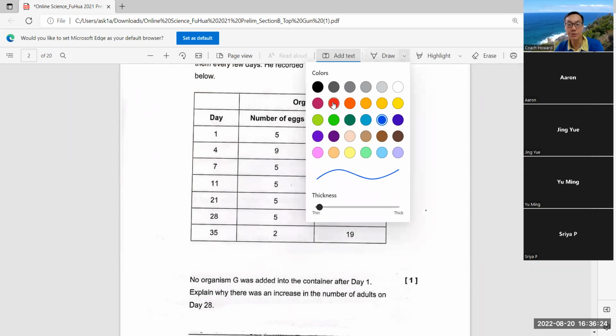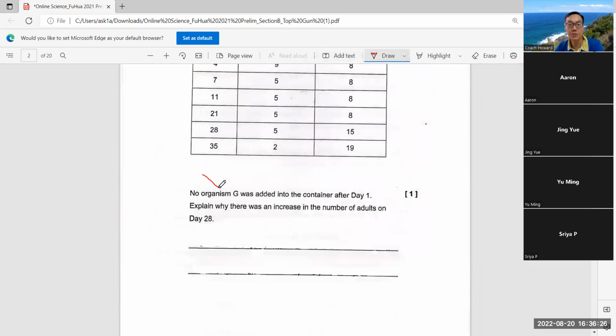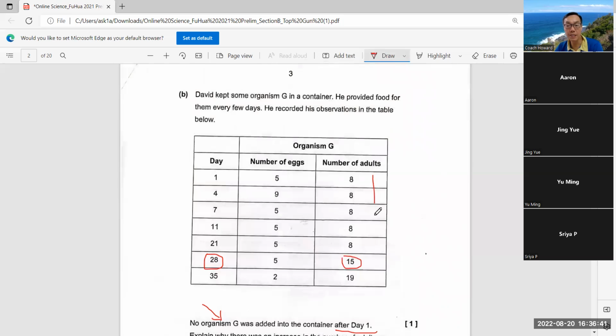The question says no organism G was added after day 1. So this is a condition. Explain why there was an increase in the number of adults on day 28. So this is day 28, you circle it, and this is 15. You notice from here it's 8, and from 8 it goes up to 15. So there's an increase of 7. You can annotate this by your side.